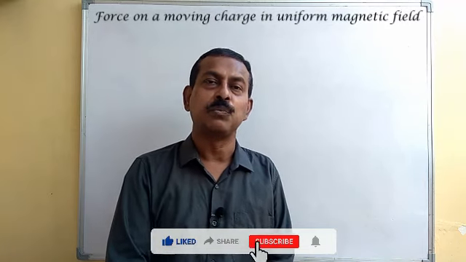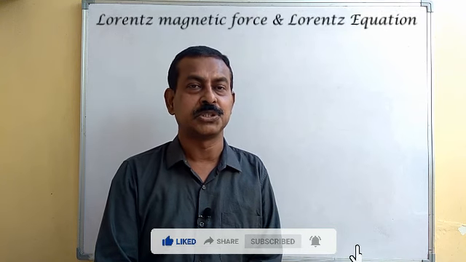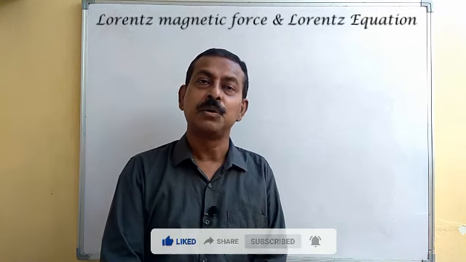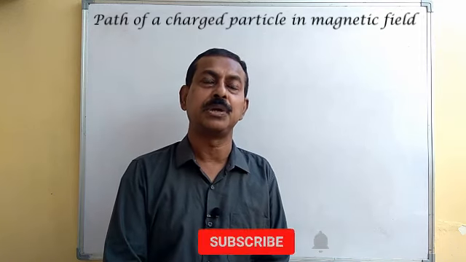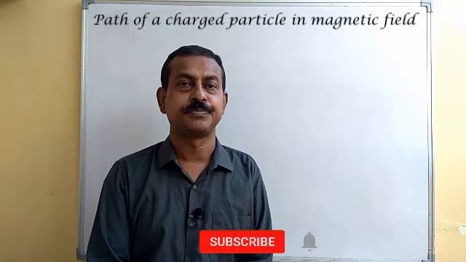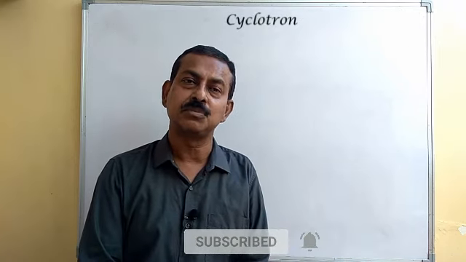After that, we will discuss what is the Lorentz magnetic force and the Lorentz equation. Then, what is the path of the charged particle in a uniform magnetic field under different cases? And finally, we'll discuss the details of the cyclotron.